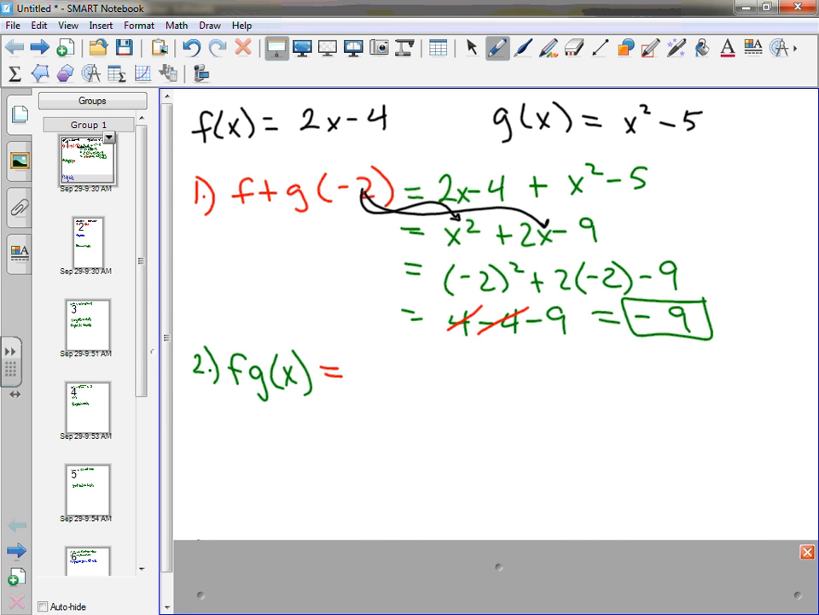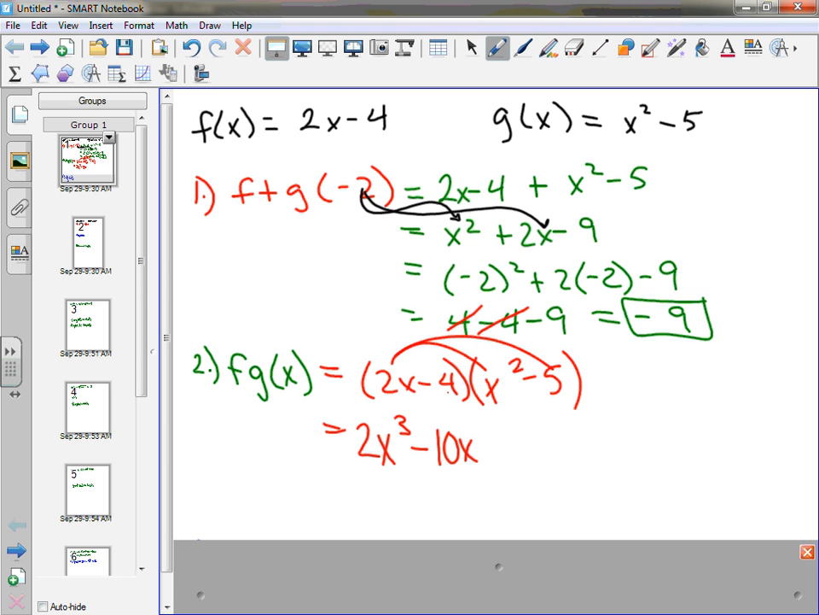So what is F? 2x minus 4. What's G? X squared minus 5. Do we see that? What do I do? FOIL. So, 2x times x squared is 2x cubed. 2x times 5 is minus 10x. 4 times x is minus 4x squared. Do we see that? And then what's -4 times -5? Positive 20.